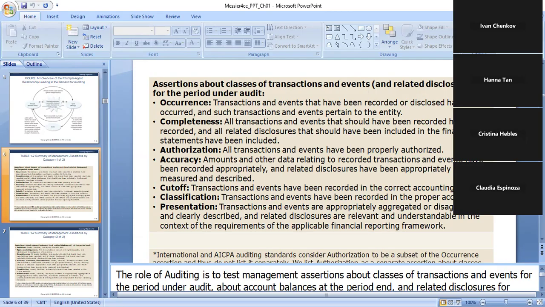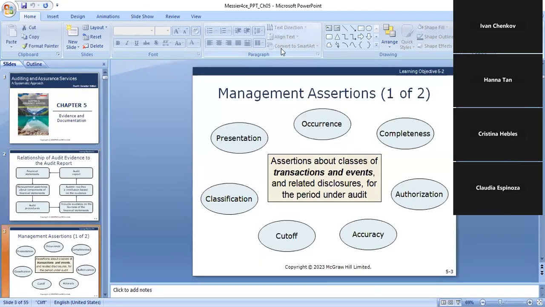So let's go back to our chapter here. That's how we check the management assertions on the transaction event: occurrence, completeness, authorization, accuracy, cutoff, classification, presentation. That should be the right order here, in clockwise order, from the occurrence all the way to presentation.